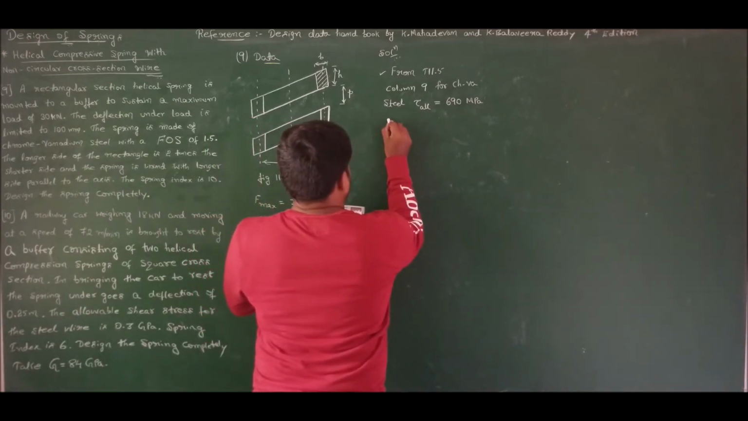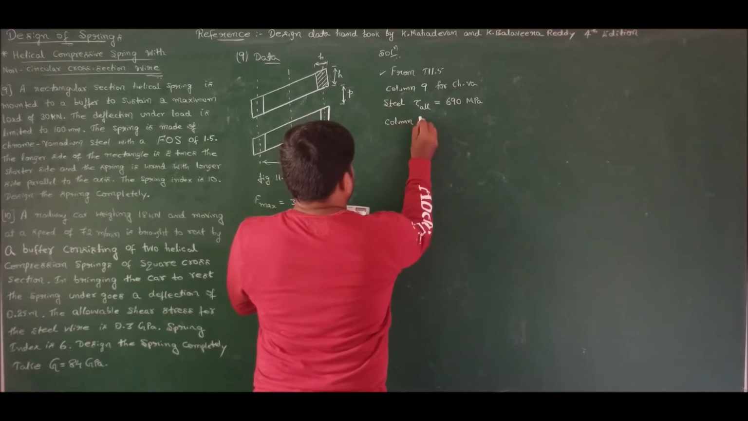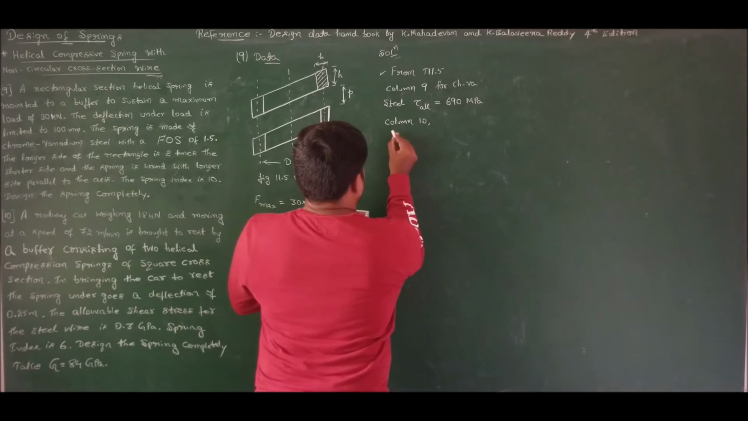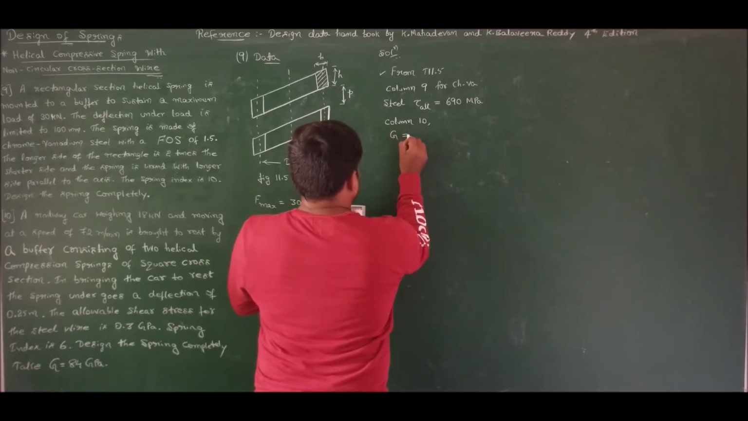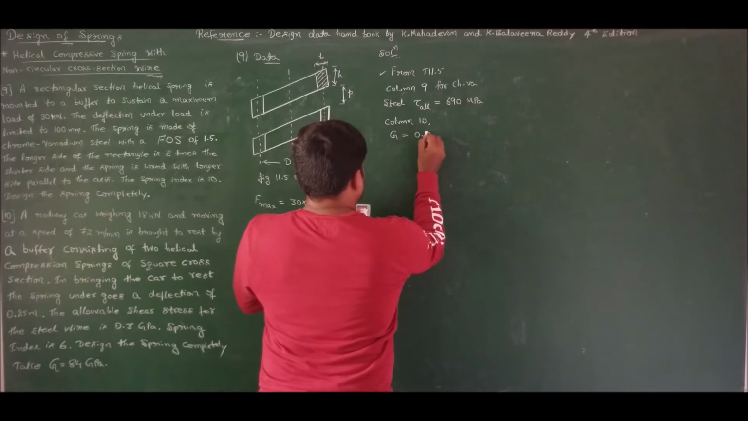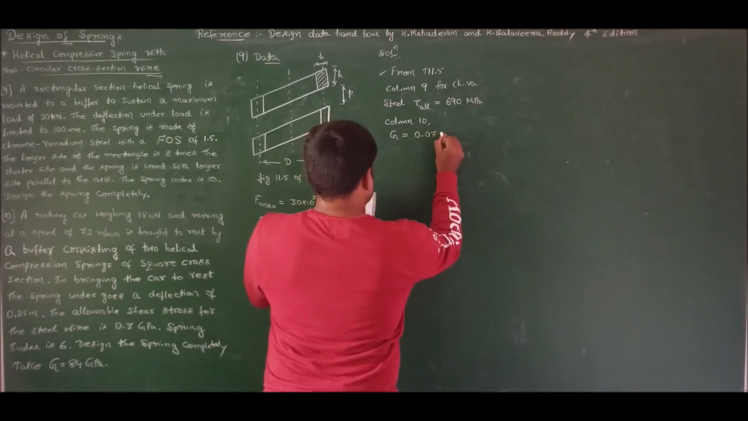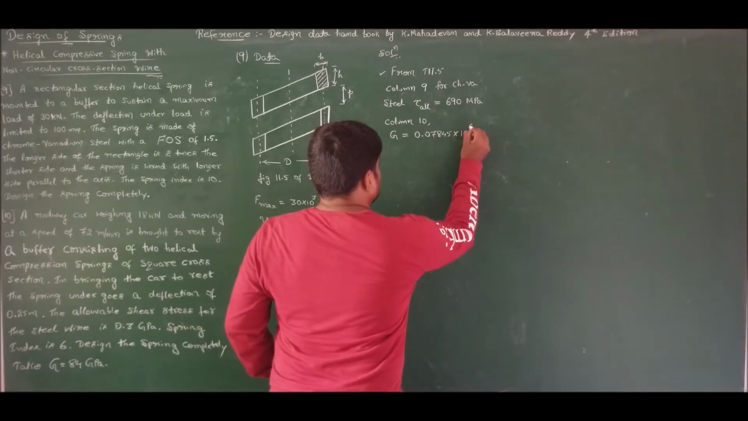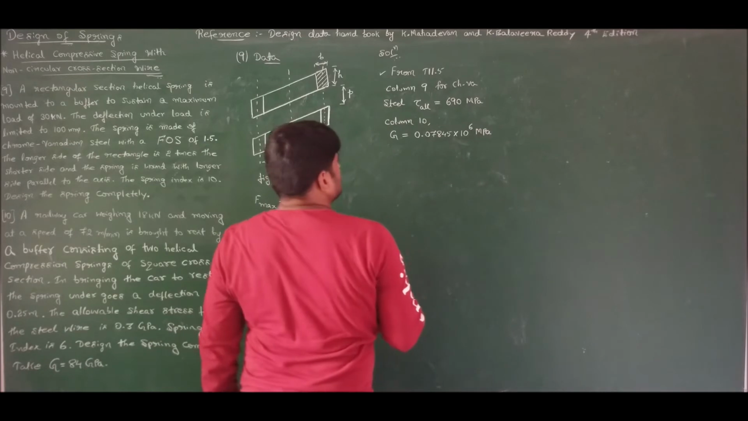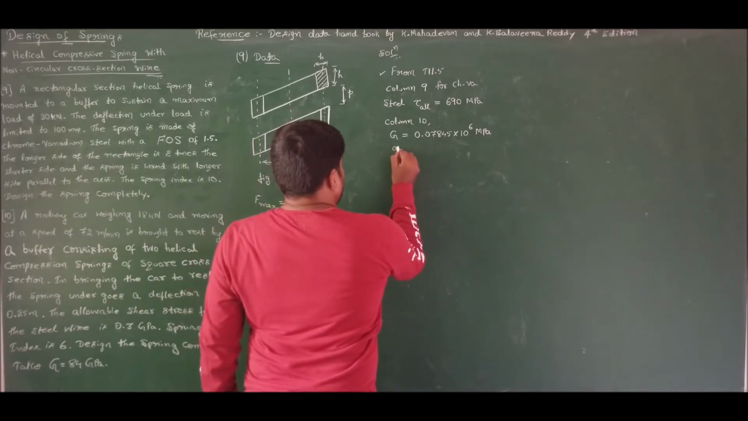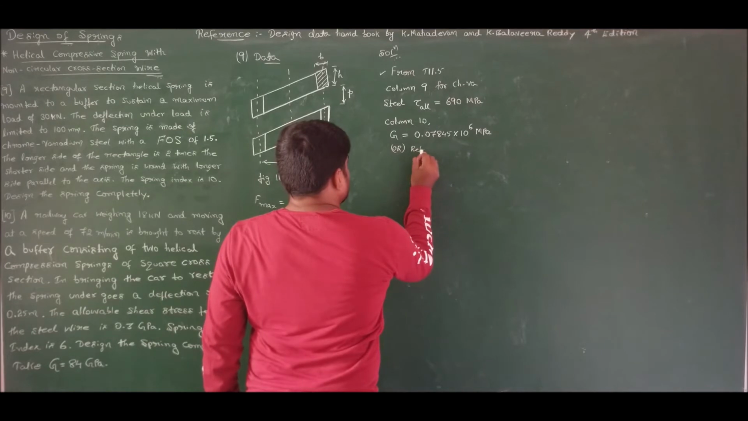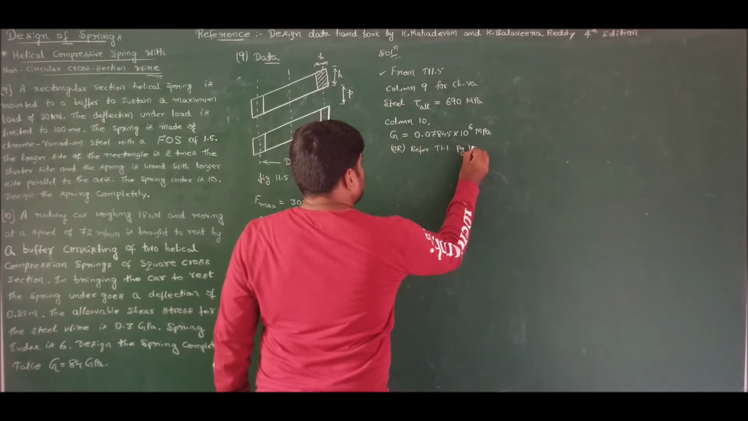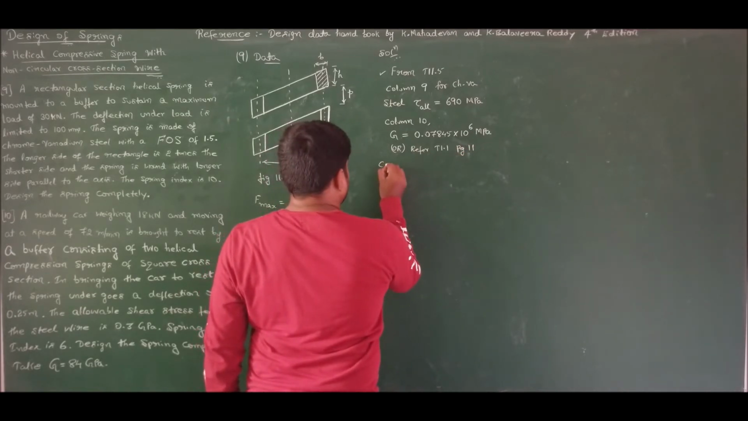Referring to the same table, if I see column 10, he has specified the value of modulus of rigidity G as 0.07845 into 10 to the power of 6 megapascals. Or you can also refer to table 1.1 of page number 11 of our Design Data Handbook for carbon steels.